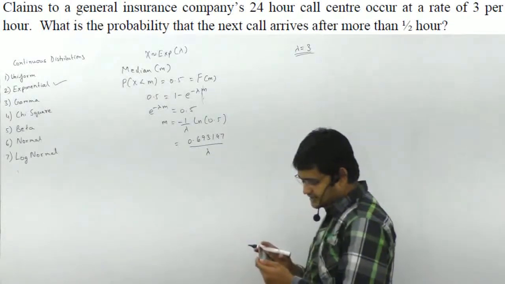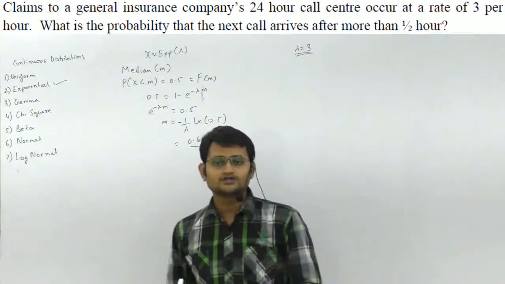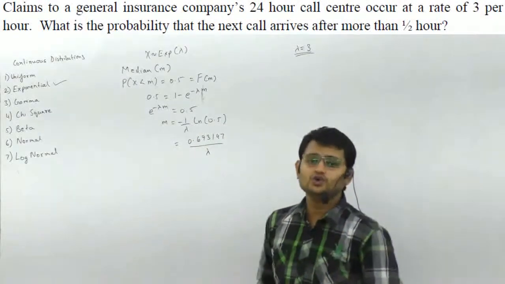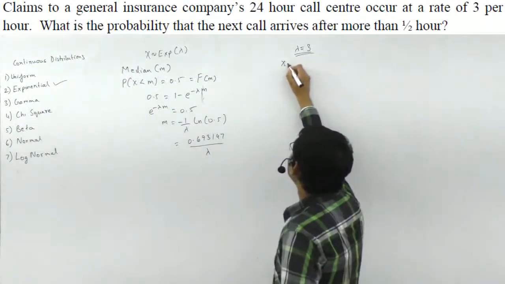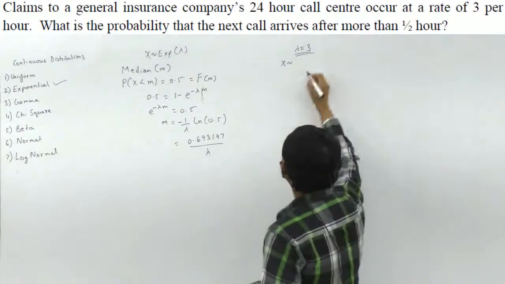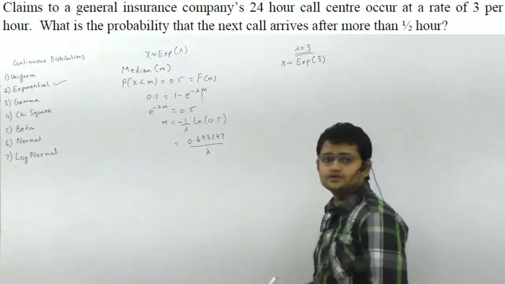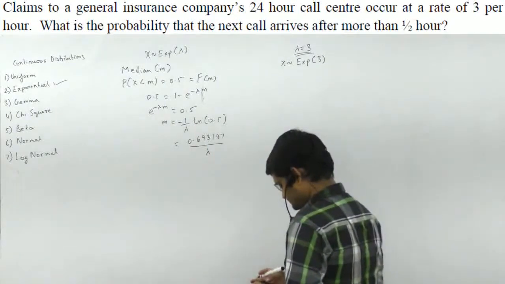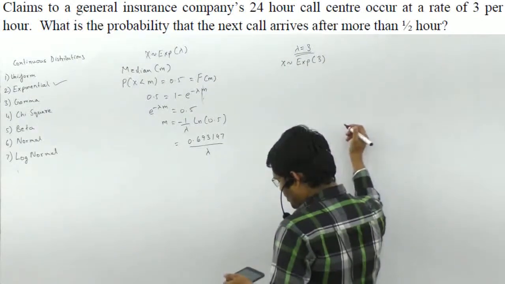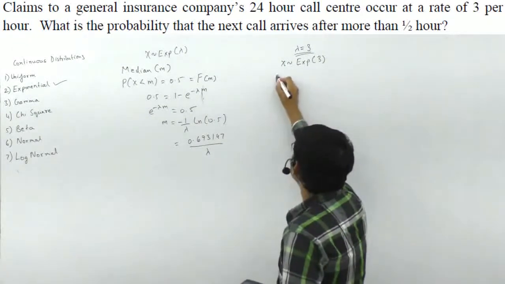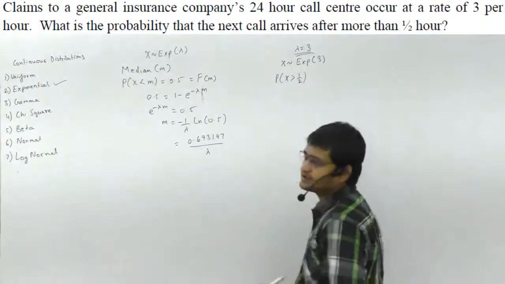Now simply the time, they are saying next call arrives more than half hour. So we are actually finding the time between 2 calls. Time will be a continuous distribution. So you can say our variable x, or you can use t for time, will follow exponential distribution with lambda equal to 3. Now we need the probability that the next call arrives after more than half an hour. So we need probability x is greater than half hour.